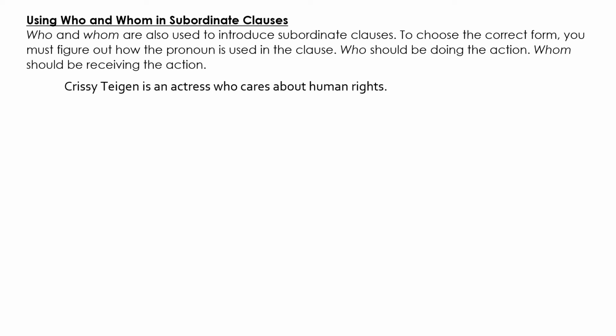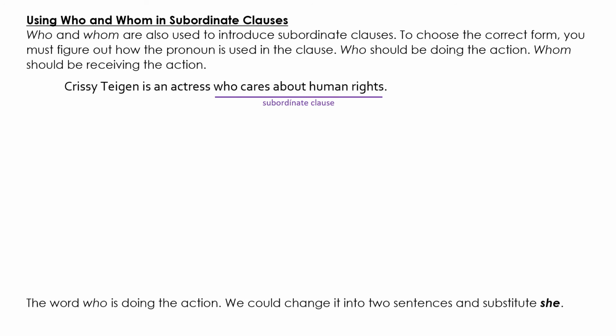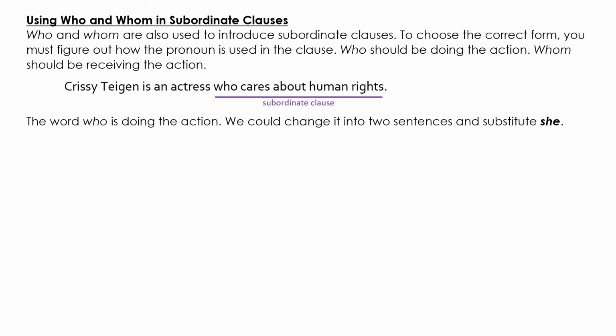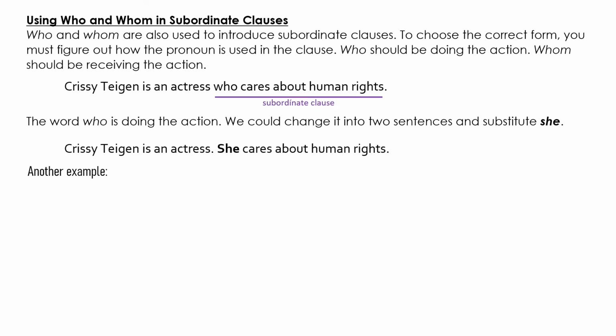Chrissy Teigen is an actress who cares about human rights. Who cares about human rights is a subordinate clause. The word who is doing the action. We could change it into 2 sentences and substitute she. Chrissy Teigen is an actress. She cares about human rights.